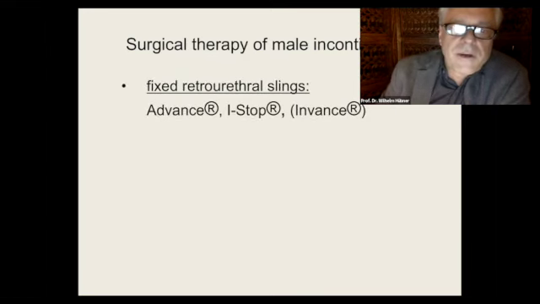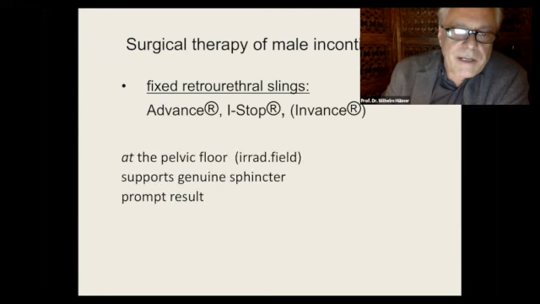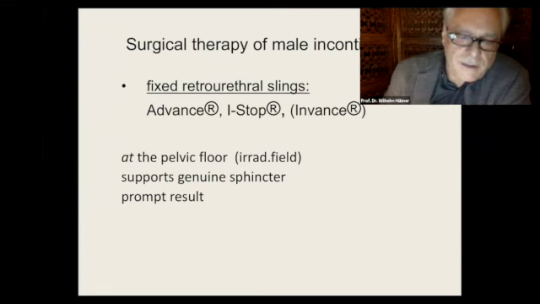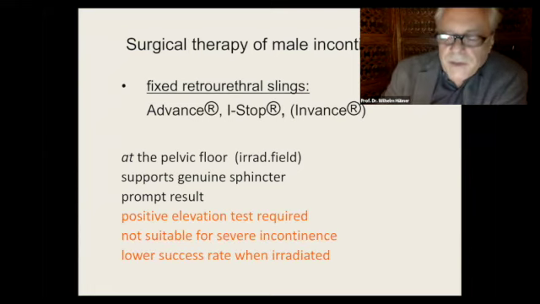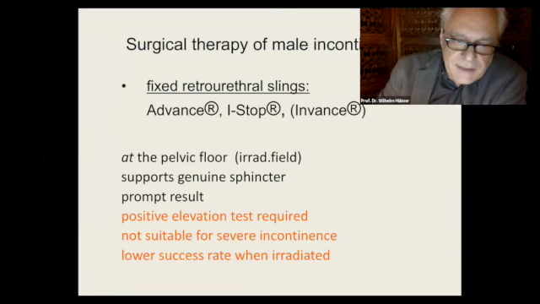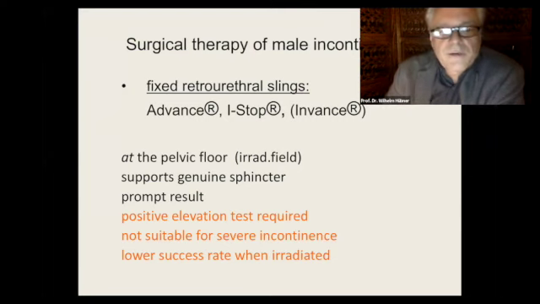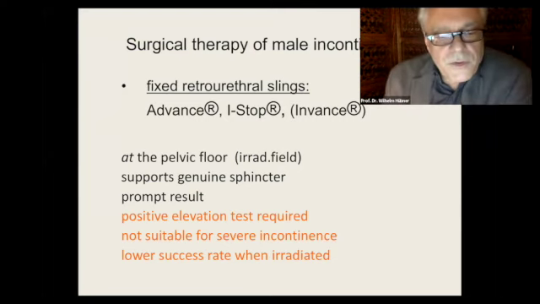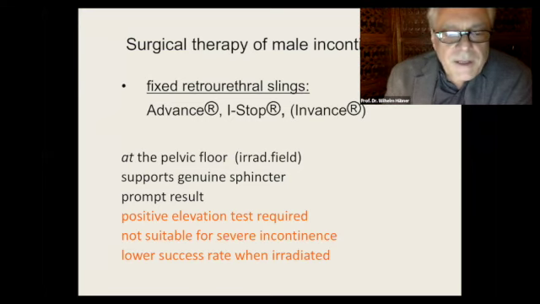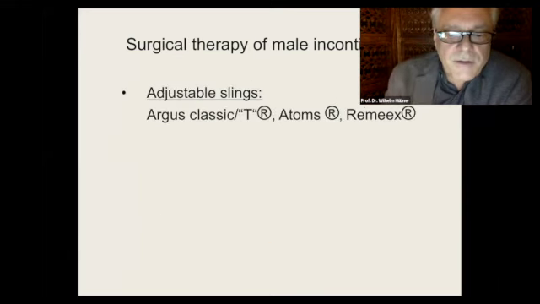Now, if we look at the fixed retrourethral slings, mainly the Advance, the implant is at the pelvic floor, so it is in part in the irradiation field. It supports the genuine sphincter. That means you need a genuine sphincter left, but you have a prompt result. You need a positive elevation test, and as we learned from the literature and people who use it a lot, it is not really suitable for severe incontinence. The success rate is lower when the patient has undergone irradiation therapy.